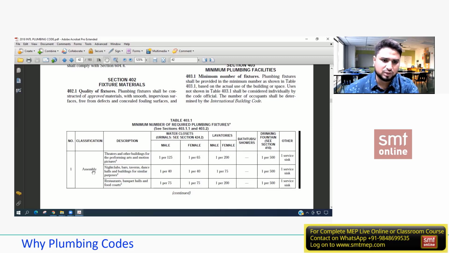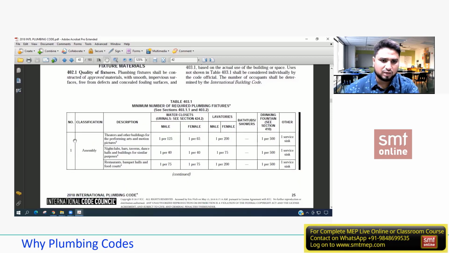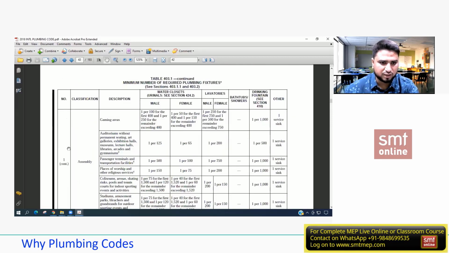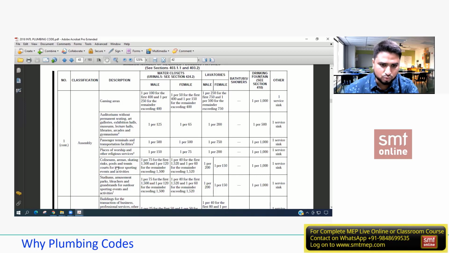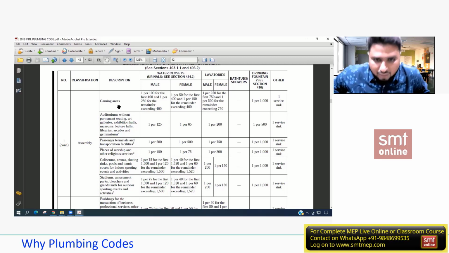For example, you can see this is number one. I mean the numbers, and this is the classification, and this is the description. In assembly, we have three descriptions over here, and the same thing over here, because this consists of one. And here is again a continuation. In assembly, we have more things in this application, for example, assembly areas, gaming areas. So one can take help of this. But fixtures remain the same, only the quantity changes over here. Here we can make sense.